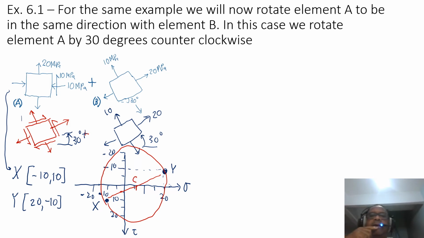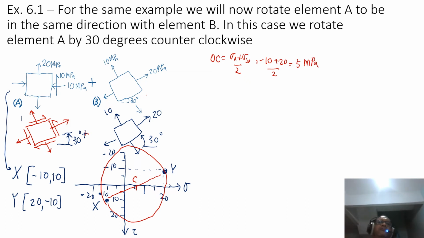So we can now find what OC is. OC is (sigma x plus sigma y) over 2. Sigma x is minus 10, so minus 10 plus 20 divided by 2 is 5 megapascal.